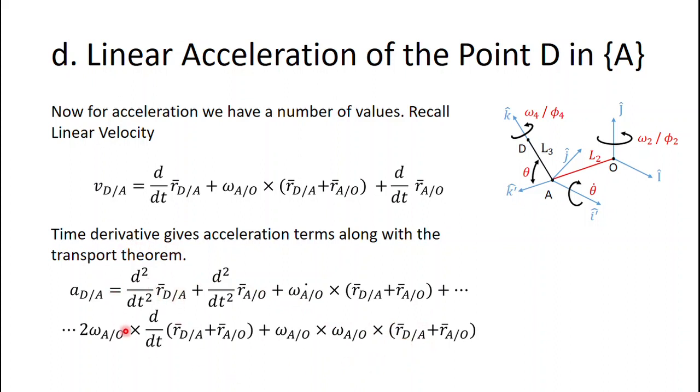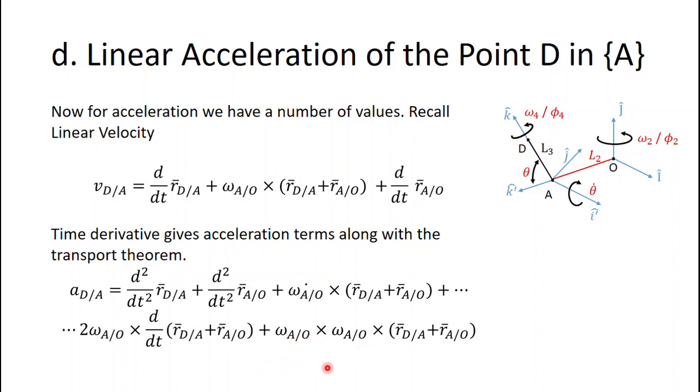The interpretation of these terms is the acceleration of point D in frame A plus the acceleration of frame A itself, plus the angular acceleration times the position vector of point D in the inertial frame, plus 2 times the angular velocity of frame A times the total angular velocity of point D. Now this term is a little bit tricky because it is the product of 2 velocities, but in general this is also another form of acceleration. I think it's called the Coriolis acceleration.